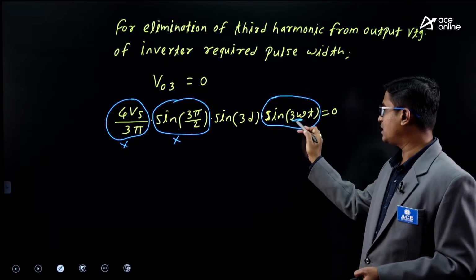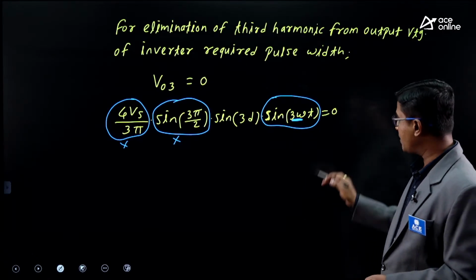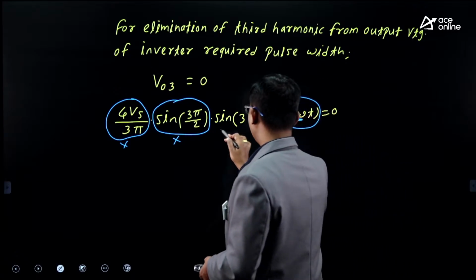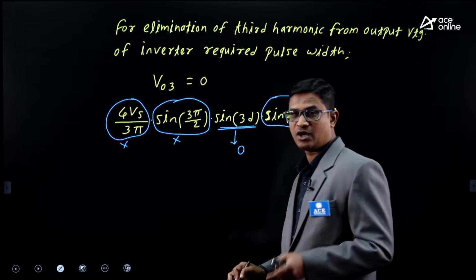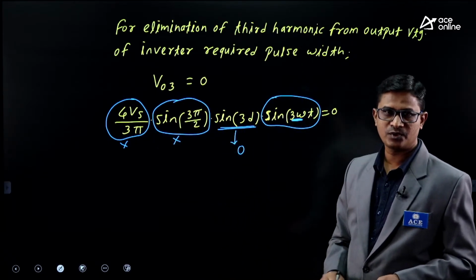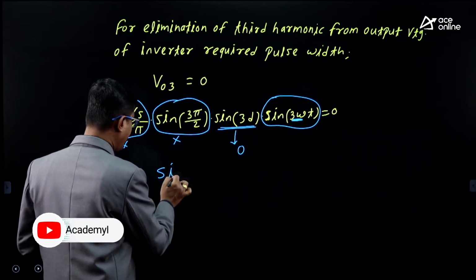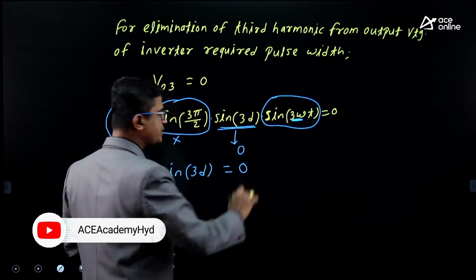So this is a general term, that is a function, it indicates the instantaneous values. So if I want the right hand side to be equal to 0, the requirement is this sine of 3d should be equal to 0. Then and only then you will equate this term to be equal to 0. Okay. So therefore we can write sine of 3d should be equal to 0.